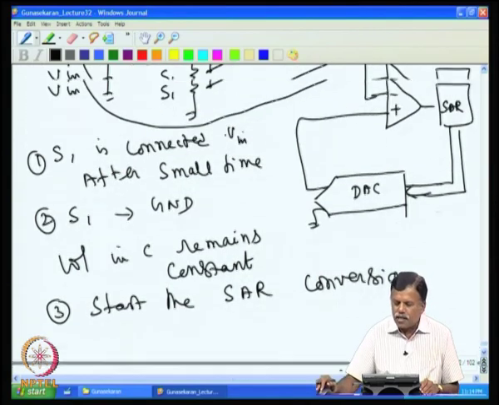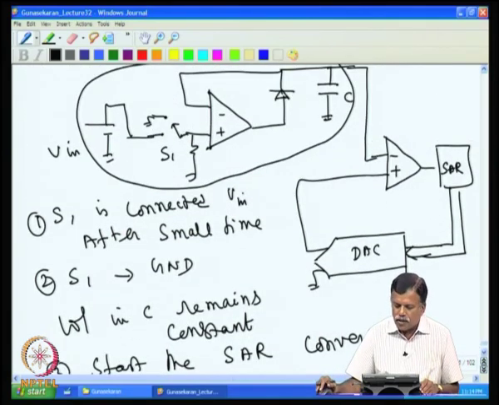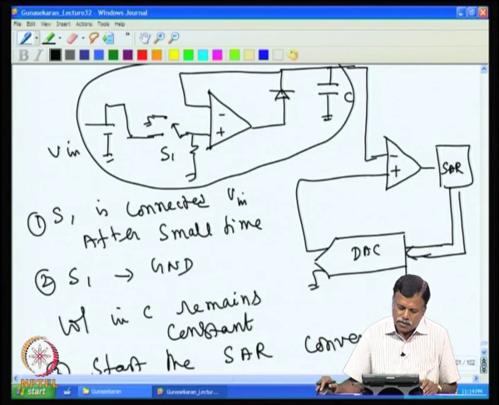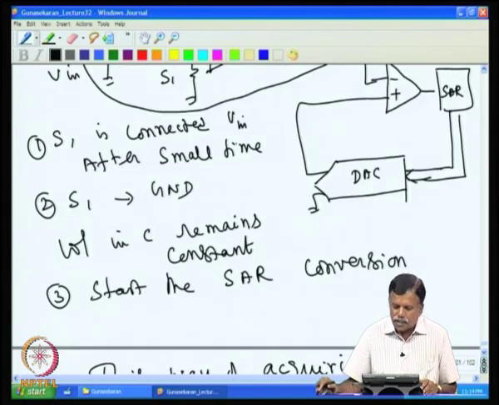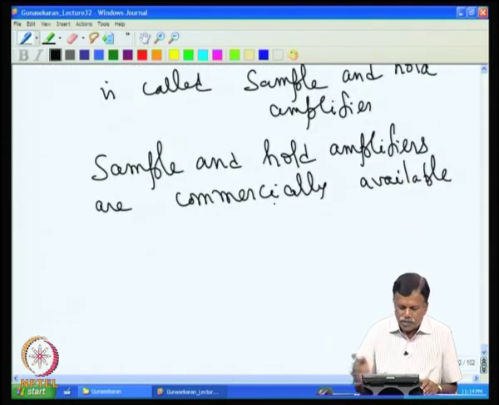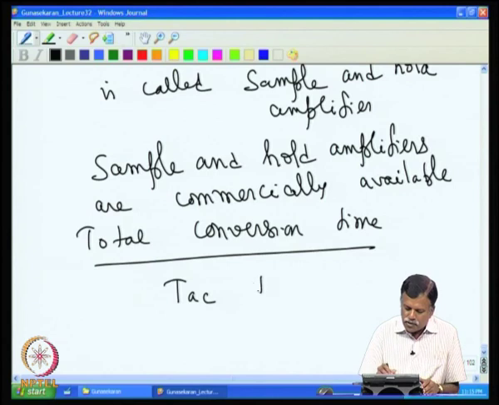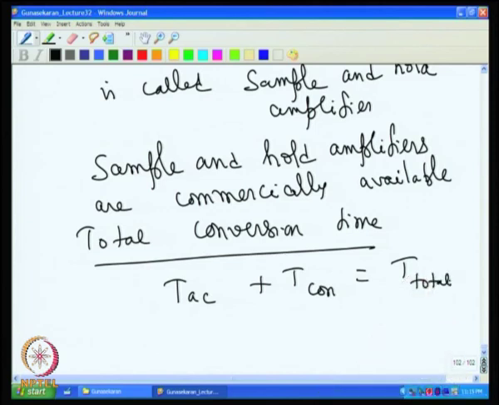By using sample and hold, one can achieve correct conversion using a successive approximation ADC. Of course, there is one drawback in this. The conversion time increased. The total conversion time is T acquisition plus T conversion. This is the drawback.